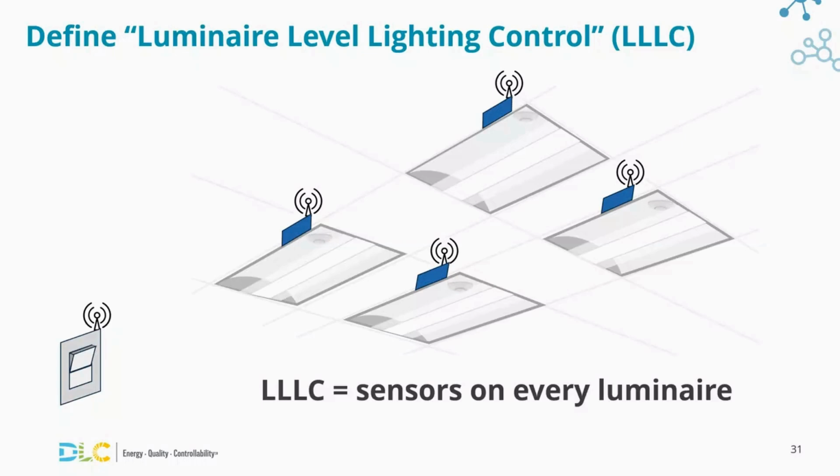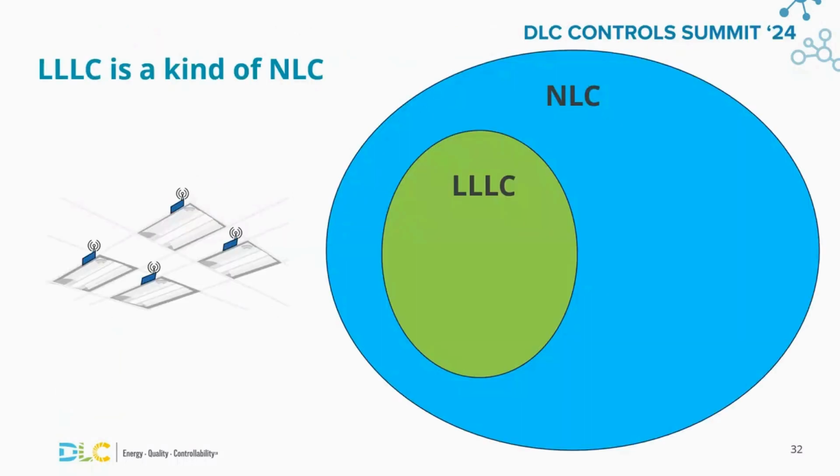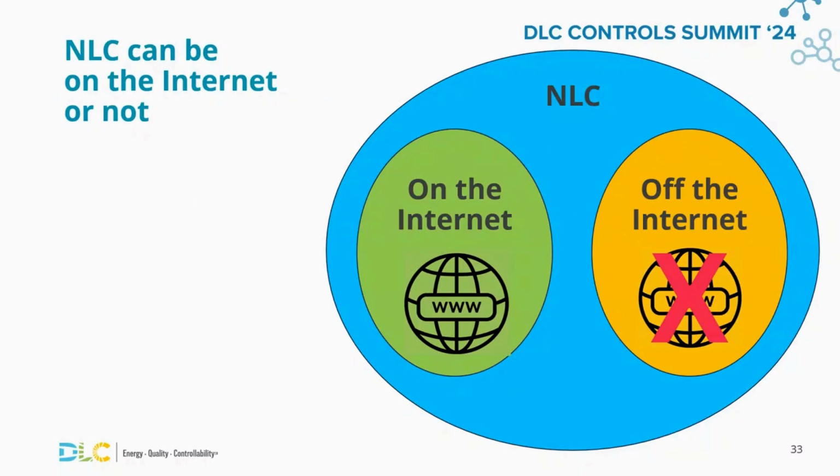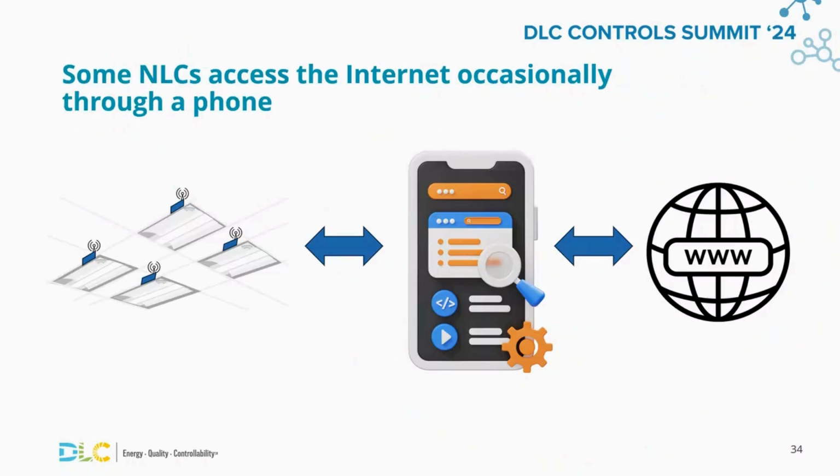When sensors for occupancy control and daylight harvest are on board every fixture in a network lighting control system, that's called Luminaire Level Lighting Control, or LLLC. That is good for spaces of all sizes and especially good for smaller buildings. The DLC considers LLLC to be one kind of network lighting control, or subset. Some network lighting control systems are connected to the internet, while some are not. Others have an occasional internet connection through an operator's mobile device.